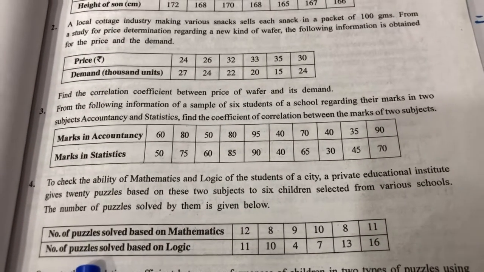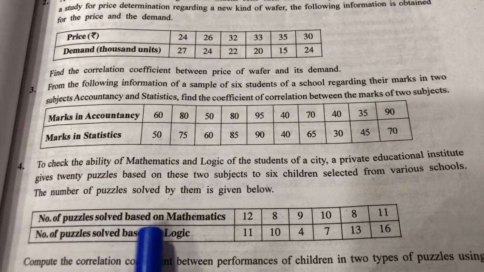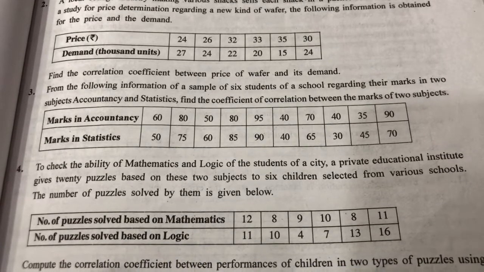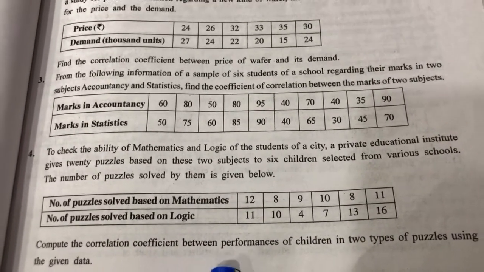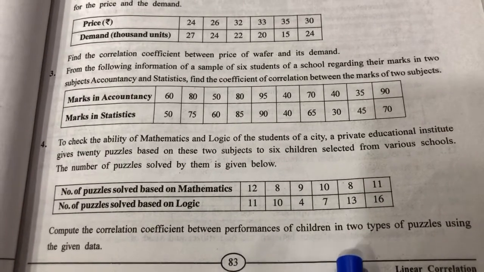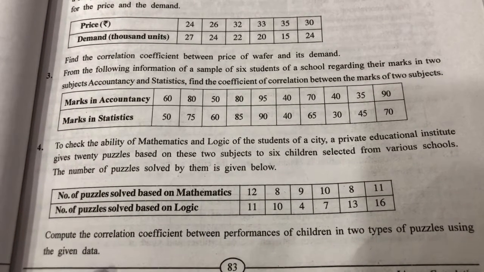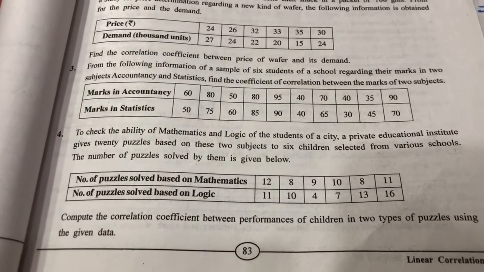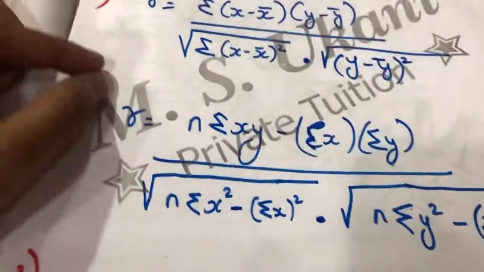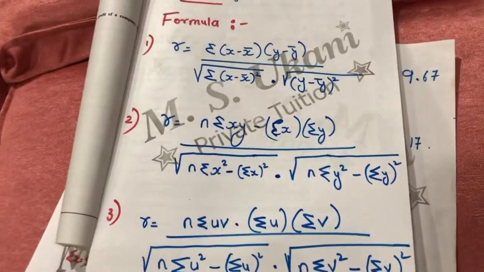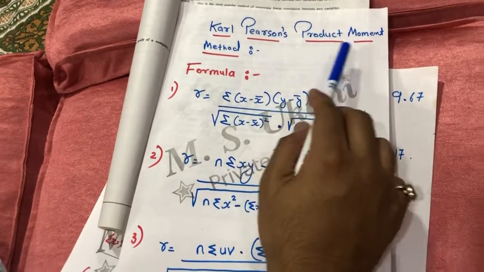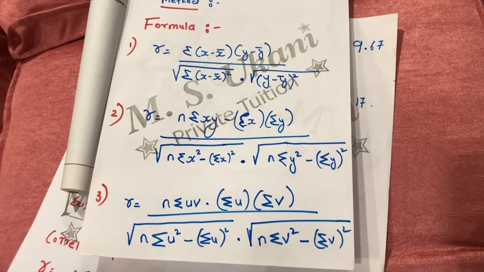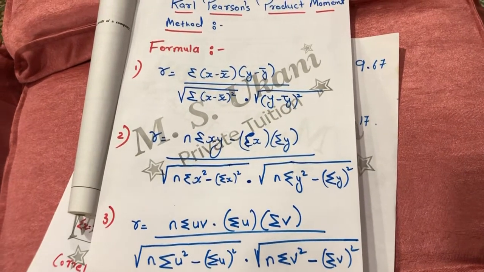Here there are total 2 rows. Number of puzzles solved based on mathematics and number of puzzles solved based on logic. It is given. Compute the correlation coefficient between performance of the children in the 2 types of puzzles using the given data. So as you know that there are total 3 formulas for Karl Pearson product moment method. Okay, so which formula is to be used, that we will study in the sum.